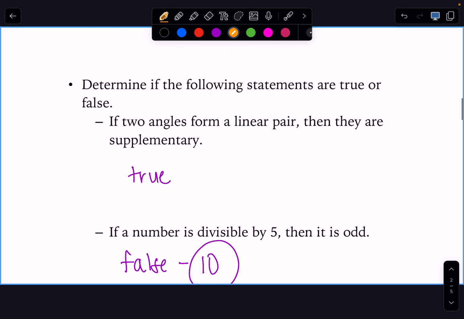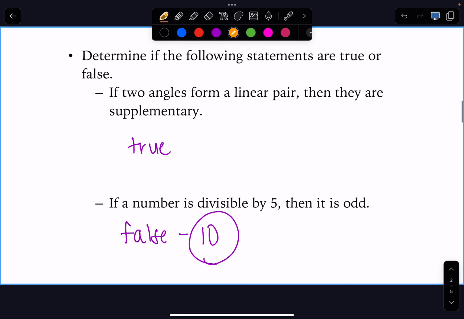We also talked about how if we're going to determine whether a conditional statement is true or false, if it's false, we have to give a counterexample. So we ended yesterday with this example. If a number is divisible by 5, then it is odd. Okay? Well, here this number is divisible by 5. But it's not odd, okay?